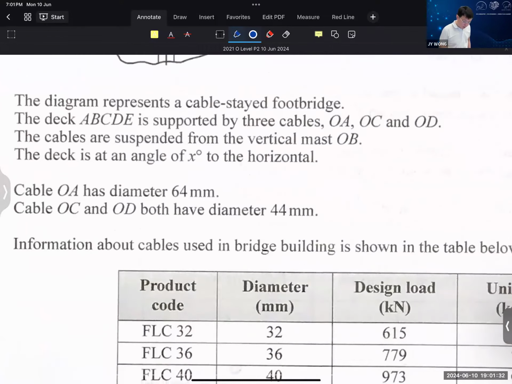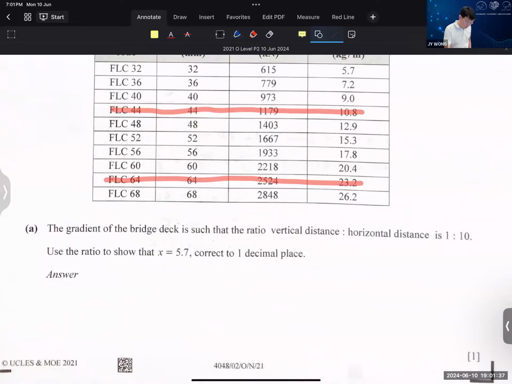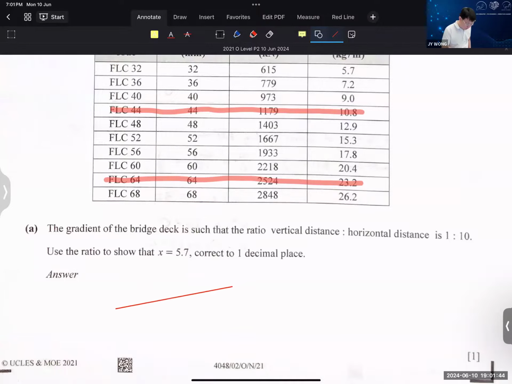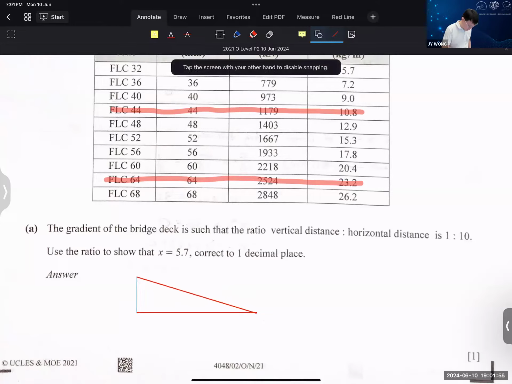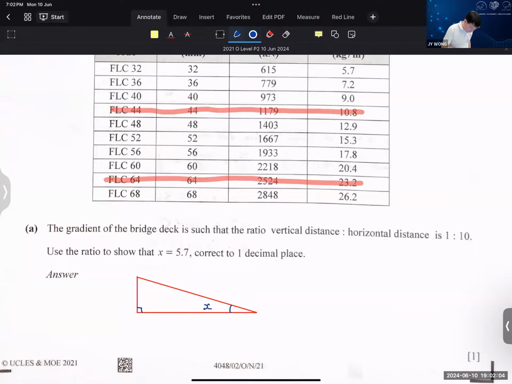And what does it mean by the vertical and the horizontal distance is 1 to 10? That means vertical distance, you need to draw out the triangle. But of course, now you don't even understand what the question is asking, so you cannot even draw out the triangle. Basically, all they are telling you is this. You know that this is a horizontal, right? Or the wrong way. Actually, I just realized I drew the correct way the first time, but never mind. This is your x.